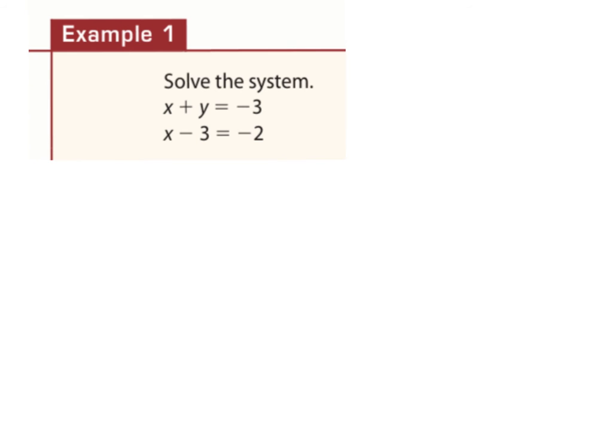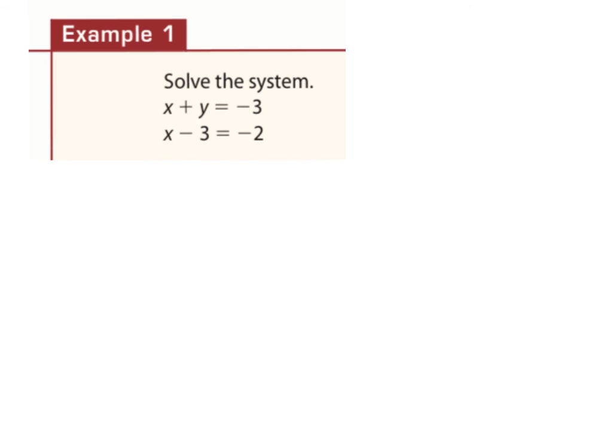And so we're going to look at why you would do certain things. So this particular system, we have x plus y equals -3, x minus y equals -2. How do you think I would solve this? Substitution, elimination, or graphing?